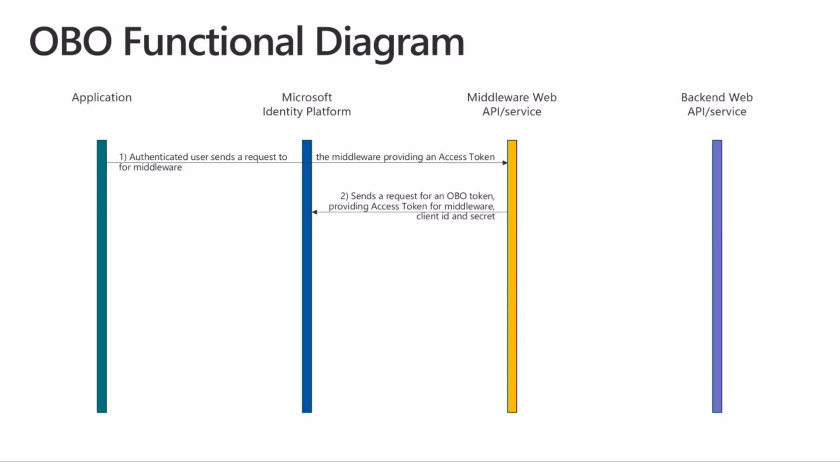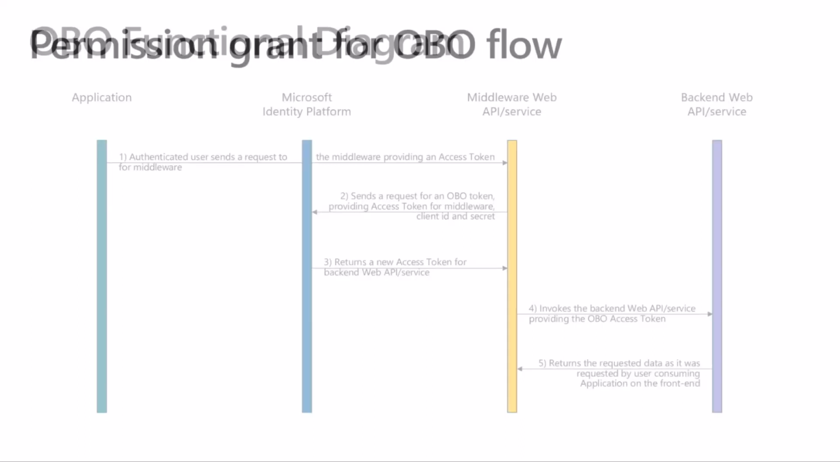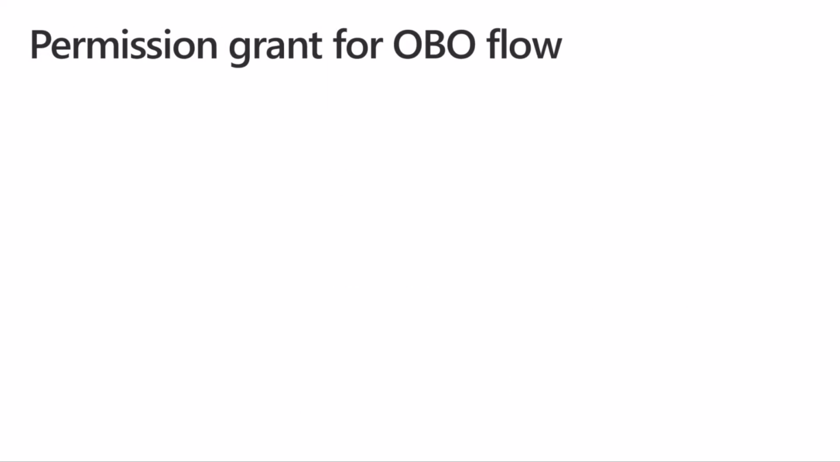And in that request, the middleware service will include the access token provided by the user at front-end level, as well as the credentials of the middleware API, so the client ID and client secret, or the client ID and the certificate of the middleware API. The Microsoft Identity Platform will return to the middleware API a new access token, which will be created in order to be able to consume the backend service, which can be SharePoint Online, Graph, or anything else, on behalf of that specific user. And as such, the middleware API will get back the response and will be able to provide the actual result or action to the end user.